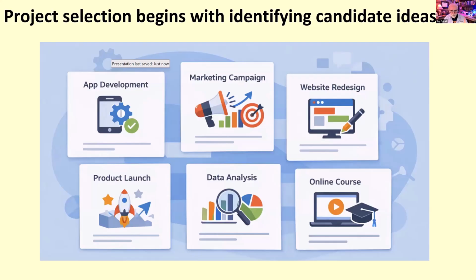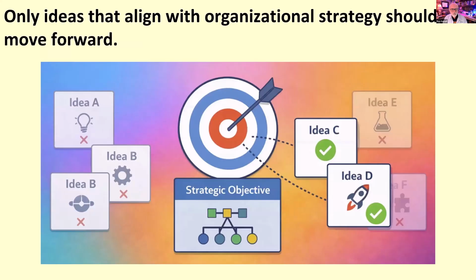There's usually a funnel that you'll hear when you get into organizations that do lots of projects. They'll have a funnel that goes into, say, the PMO, the project management office, or the program management office, or the portfolio. The same acronym works for all of them, and they do this comparison analysis and decide which ones they're going to undertake. And so only ideas that align with organizational strategy should move forward.